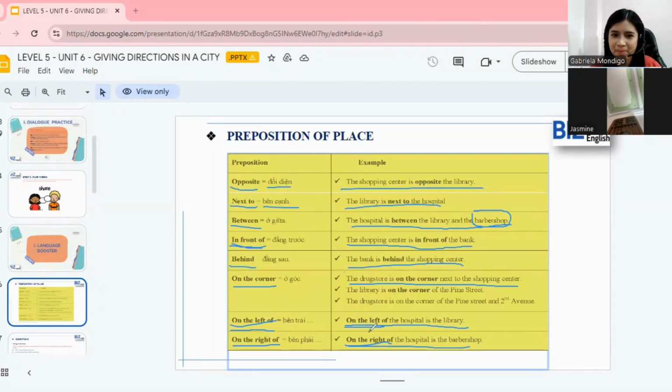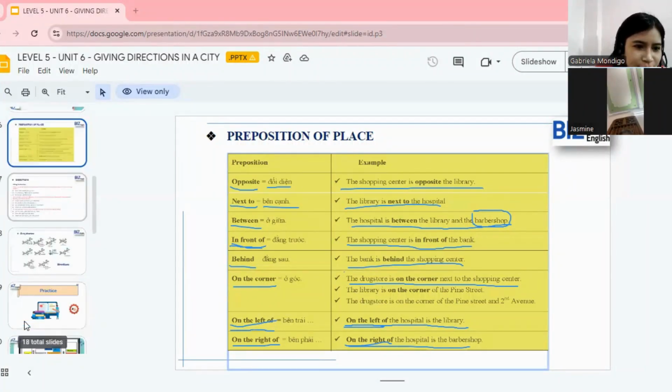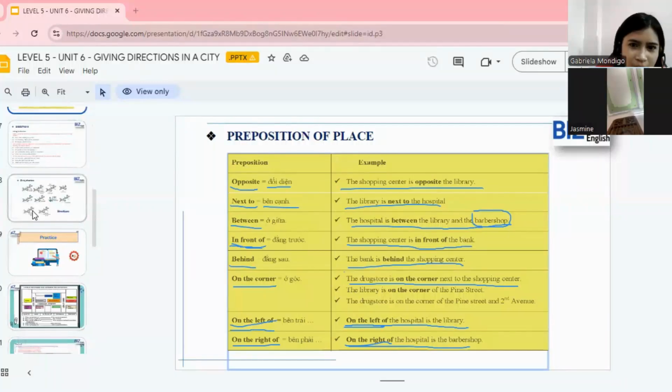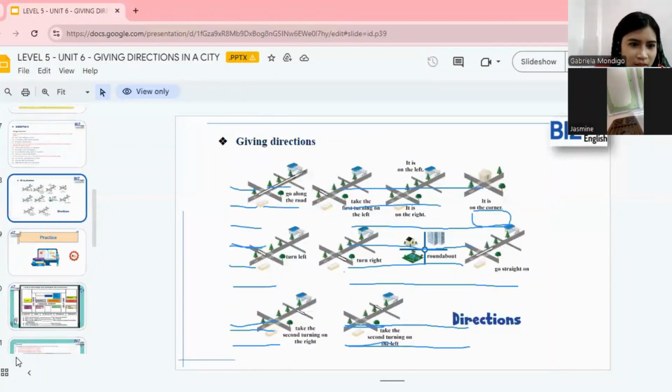Okay. Is it clear? I think it will be easier if I have a map there. Anyway, if I have a map here, okay, we're going to try. Okay, let's have a map. Okay, this one. Just a moment. Can you see it?